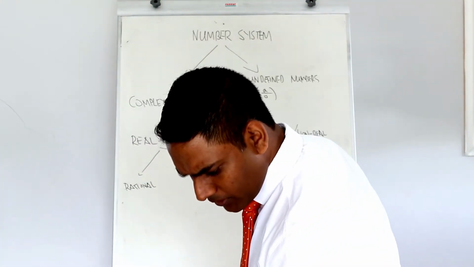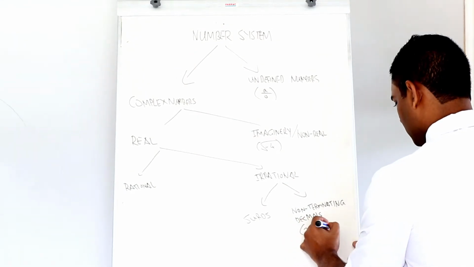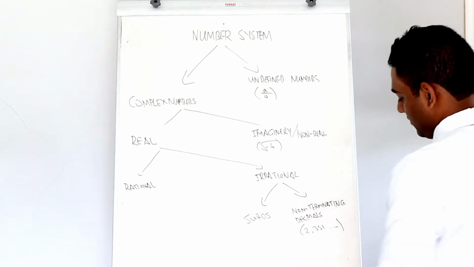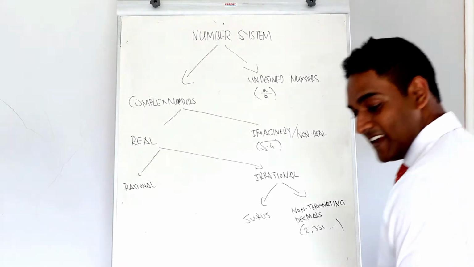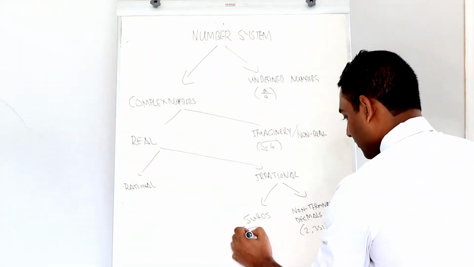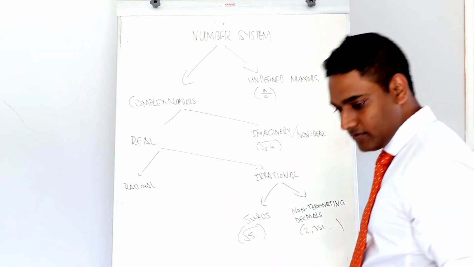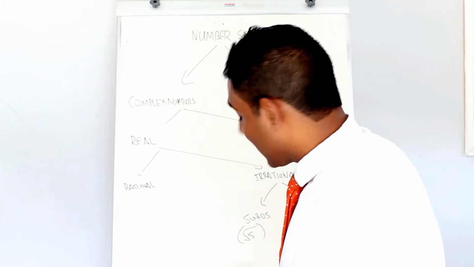An example of a non-terminating decimal would be something like 2.351... so it doesn't end. And under surds, this would be something like the square root of 5, anything with a surd sign. So this shape here is a surd. Now let's go back to rational.